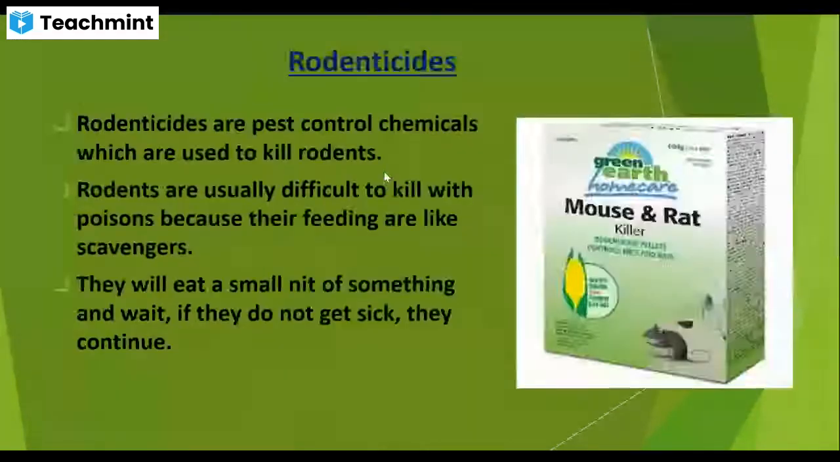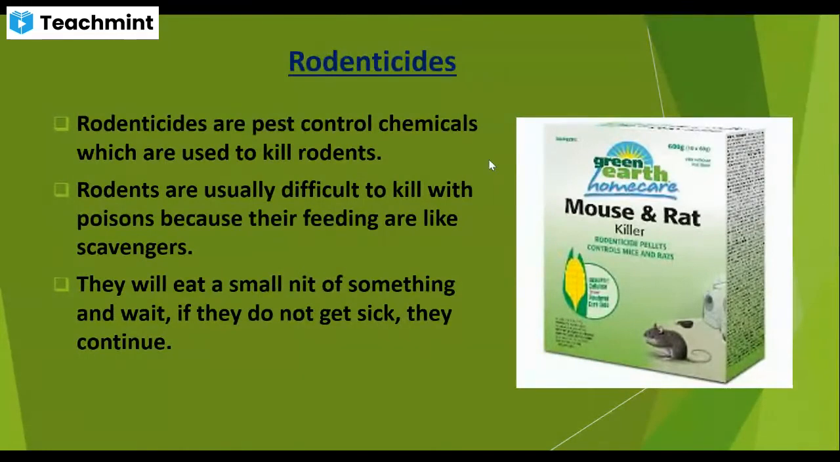The next one is the rodenticides. Simply you know that rodents are also present in our houses, sometimes you might have seen that. So rodents should be controlled in the farm, so the crop should be prevented from the rodents. Here you can see that this is a rodenticide, a mouse and rat killer. So this is also used as a rodenticide.